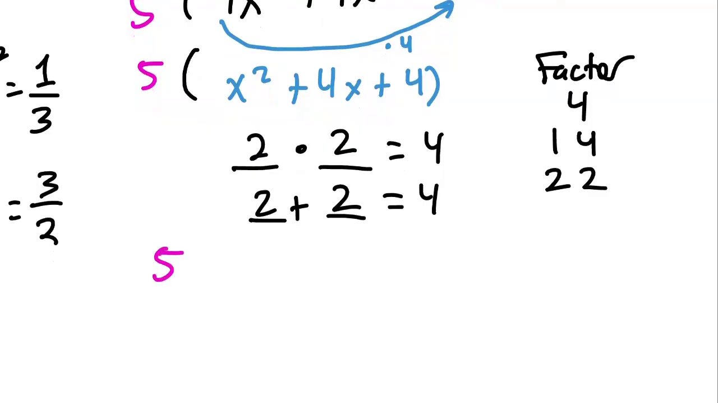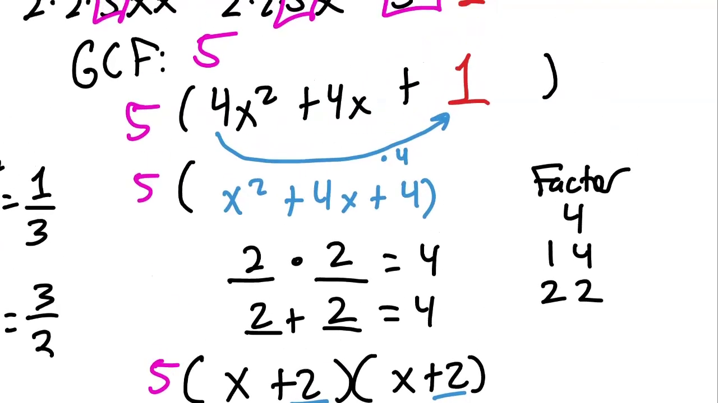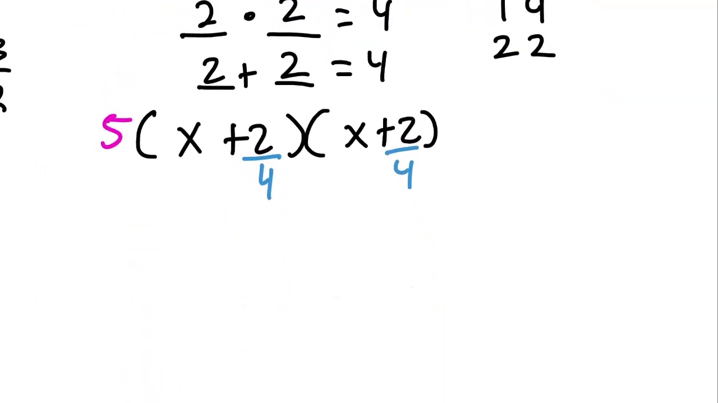All right, let's continue. Okay, so now we have x plus 2, x plus 2. My very last step is that whatever number I multiplied by the last term, I have to divide. 4. Right? Because that's what we multiplied. Okay, and then now we simplify or reduce.